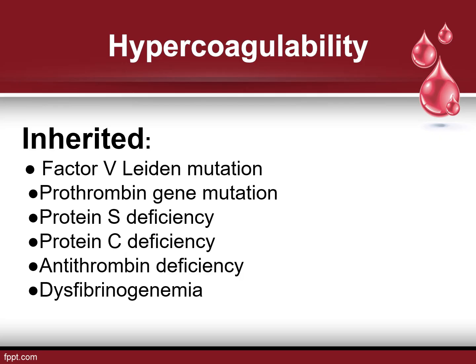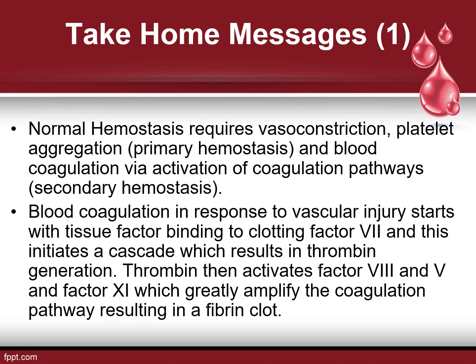Other clotting disorders we can have are prothrombin gene mutation, protein S deficiency, protein C deficiency, antithrombin deficiency, or dysfibrinogenemia. One or two slides: take-home messages.